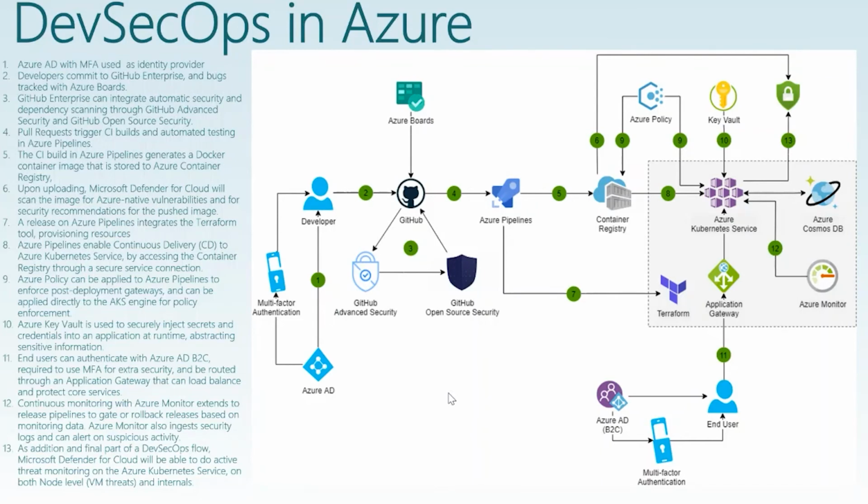And then as the final part of the DevOps flow, Microsoft Defender for Cloud will do active threat monitoring on the Kubernetes service, on any VMs you've got running, and VM threats, internals, and anything else, taking those logs and processing them as well from Azure Monitor. So it just gives you a bit more of a real world example around how you can start to bake security into your DevOps processes.